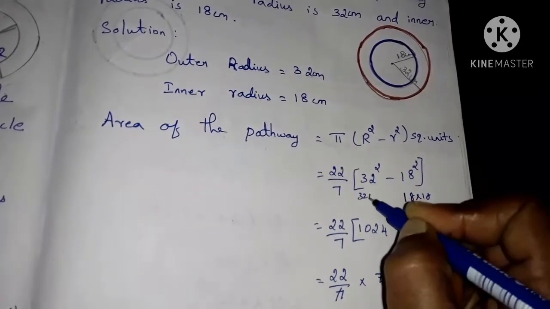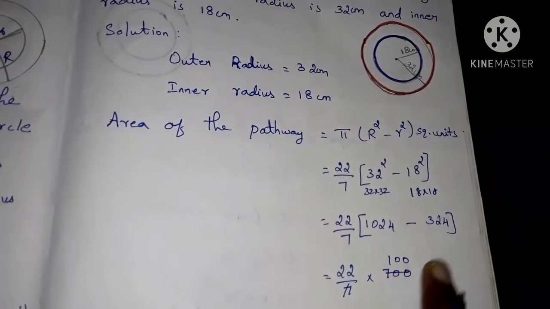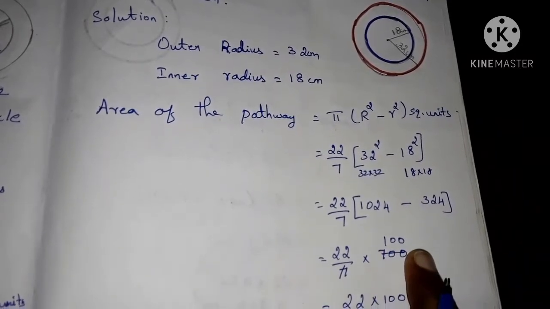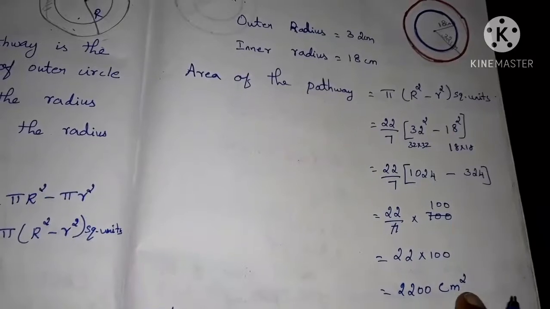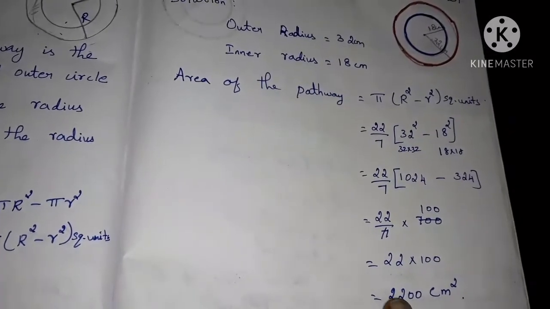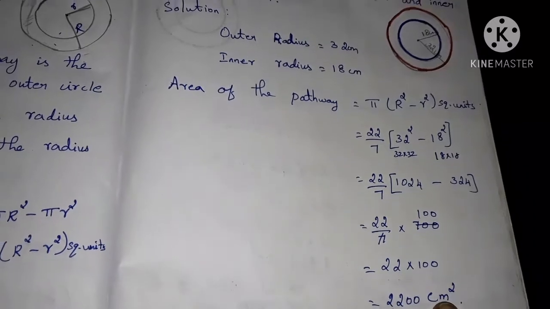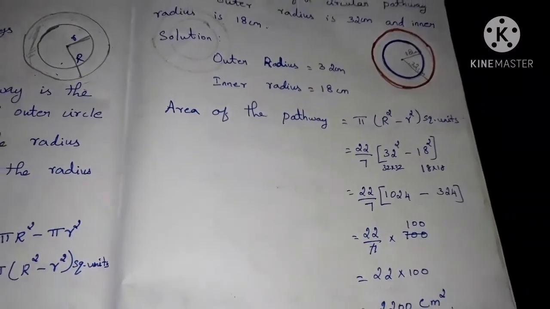This is 32 into 32, and 18 squared is 324. So we subtract, we get 700. One 7 is 7, so 100 7s are 700. 22 into 100 is 2200 centimeter square. So 2200 square centimeter is the area of the circular pathway.